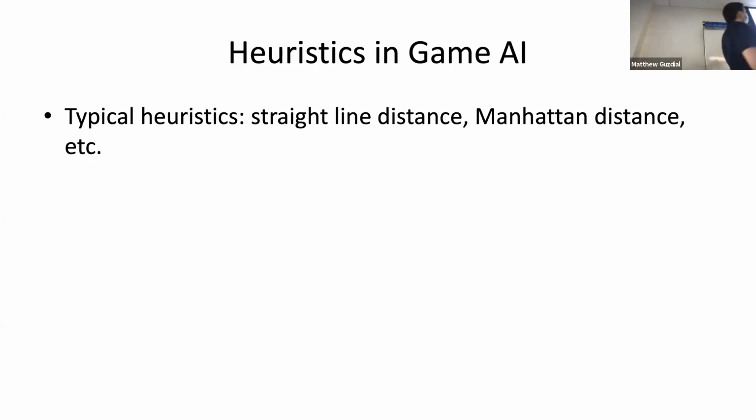Typical heuristics are things like straight line distance, which is literally just the Euclidean distance. You've all had to do this before. You all know algebra, I'm pretty sure. Manhattan distance, which is just the absolute difference in both the X and the Y dimensions, or the Z dimensions, if you like, as well, if you have a 3D space.